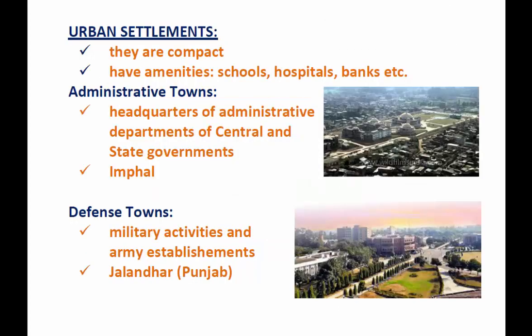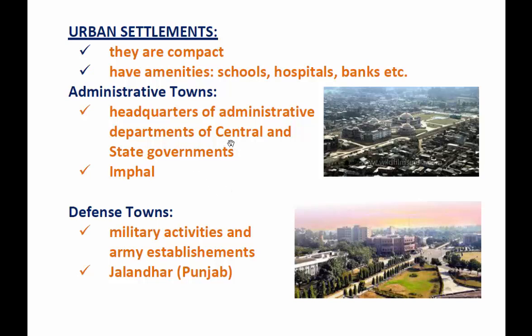Now we'll go straight away to urban settlement. Urban settlements are usually compact. Houses are constructed very closely to one another, and urban settlements have amenities or facilities like schools, hospitals, banks, etc. Not only that, urban settlements are categorized into many different types of towns or cities.